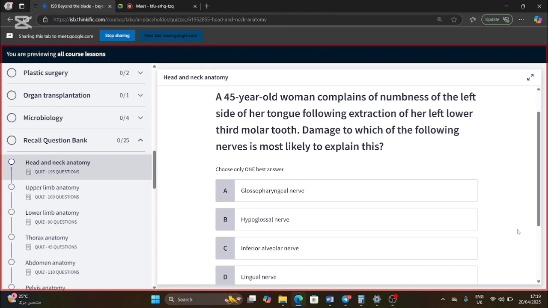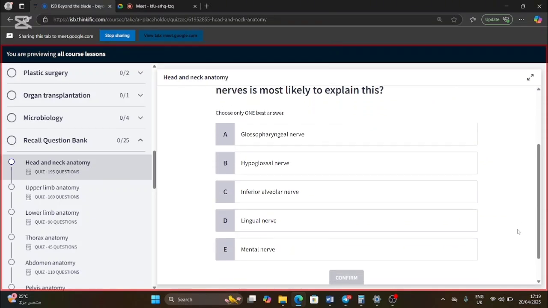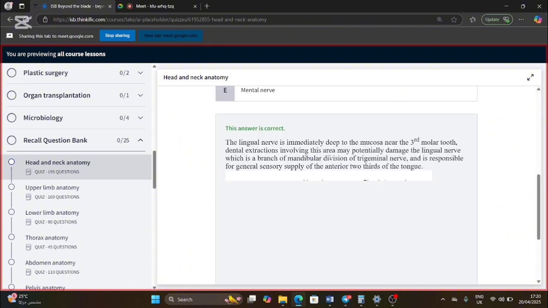A 45-year-old woman complains of numbness of the left side of her tongue following extraction of her left lower third molar tooth. Damage to which of the following nerves is most likely to explain this? Numbness in the left side of the tongue. Yes, this is the inferior alveolar nerve. Sorry, no, damage to the lingual nerve. Lingual nerve, yeah. Okay, let's see. Yes, the correct answer is the lingual nerve.